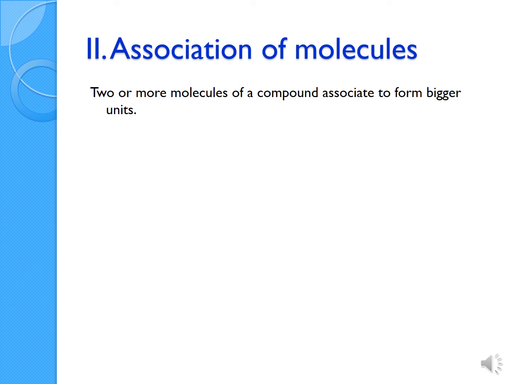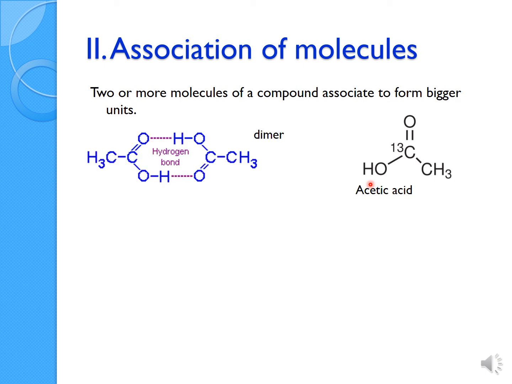The second consequence of hydrogen bond, or the second effect of hydrogen bond, is that it will lead to association of molecules. That is, two or more molecules of a compound can associate to form bigger molecules. Say for example, acetic acid. It is a carboxylic acid. The formula is CH3COOH. Now this molecule does not exist as a monomer, but it will exist as a dimer.